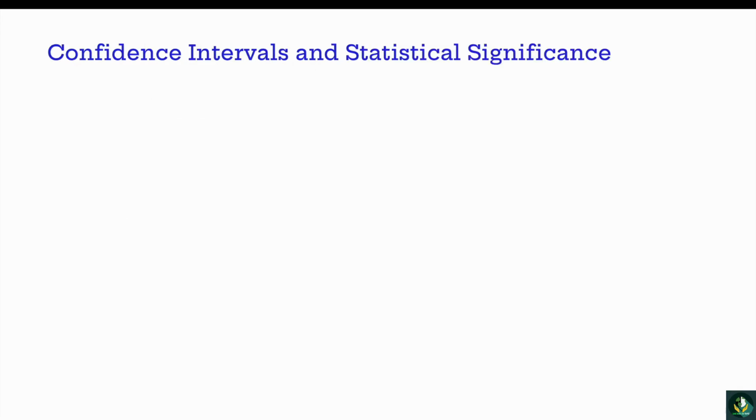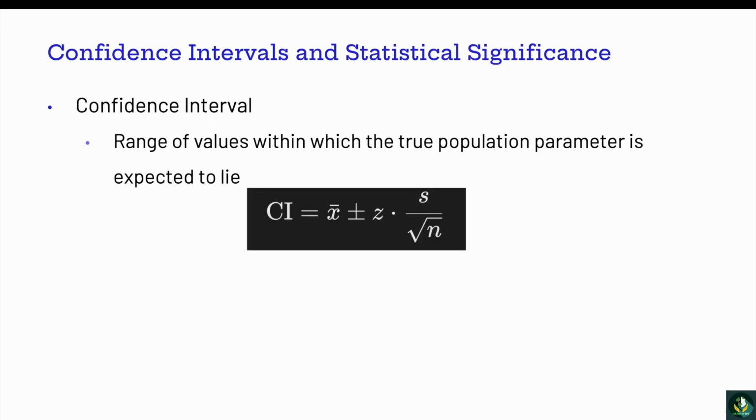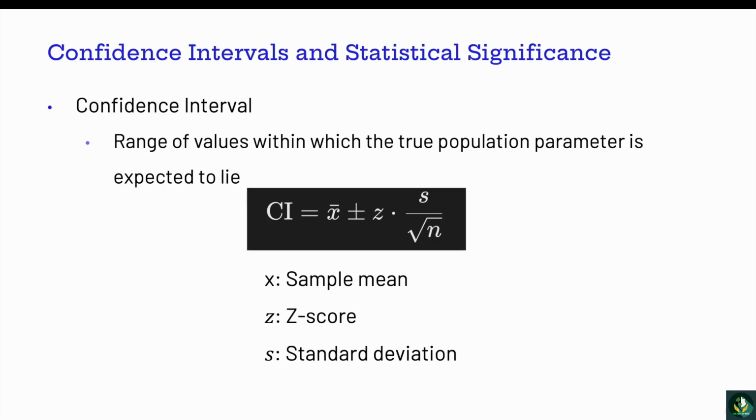Next, let's look at confidence intervals and statistical significance. Now, a confidence interval is a range of values within which the true population parameter is expected to lie. The formula for this is CI equals x bar plus or minus z times S divided by the square root of n, where x bar is the sample mean, z is the z-score, for example 1.96 for 95% confidence, and S is the standard deviation, which we already learned how to calculate.